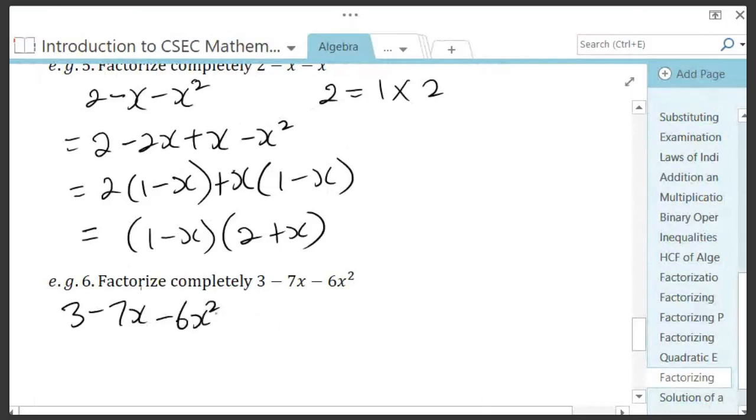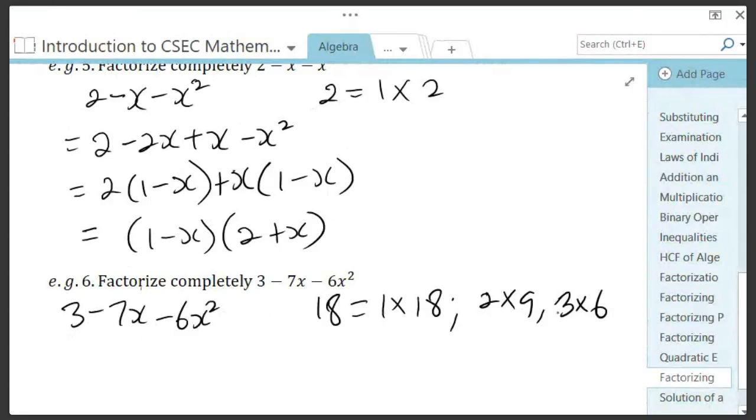Okay, so A here is minus 6 and C is 3. Minus 6 multiplied by 3 here is minus 18. So we write the positive value here, 18. 1 by 18, 2 by 9, 3 multiplied by 6. All right, so we could use that information there to come up with our possible factors. Notice here that we want to maintain an even number of negative signs. So I could say minus 9 plus 2 and get minus 7.